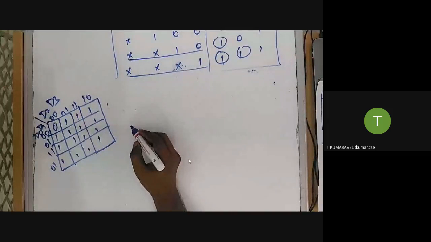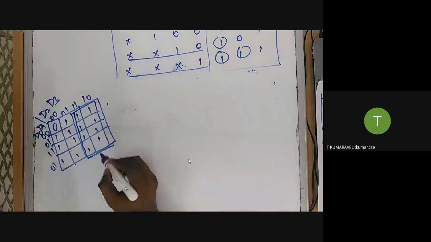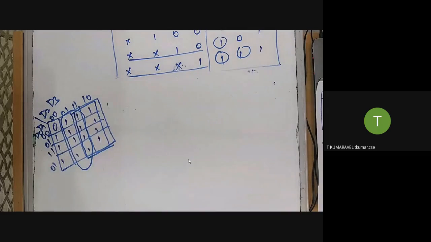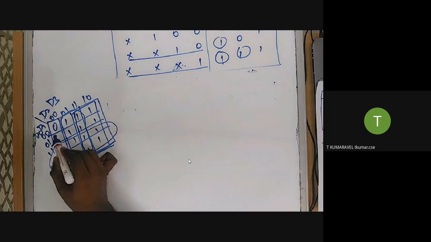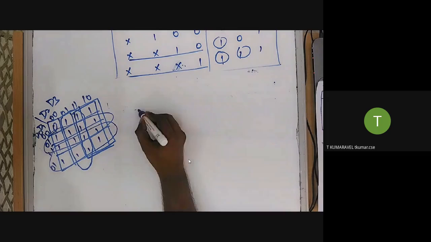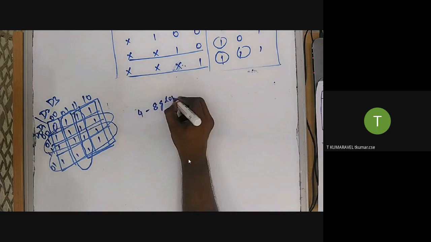Next grouping is called an 8 grouping. Here 8 grouping is possible. This is the second 8 grouping possible. What about the next case? Here 8 grouping is possible. Similarly, here 8 grouping is possible. 8 grouping is possible.